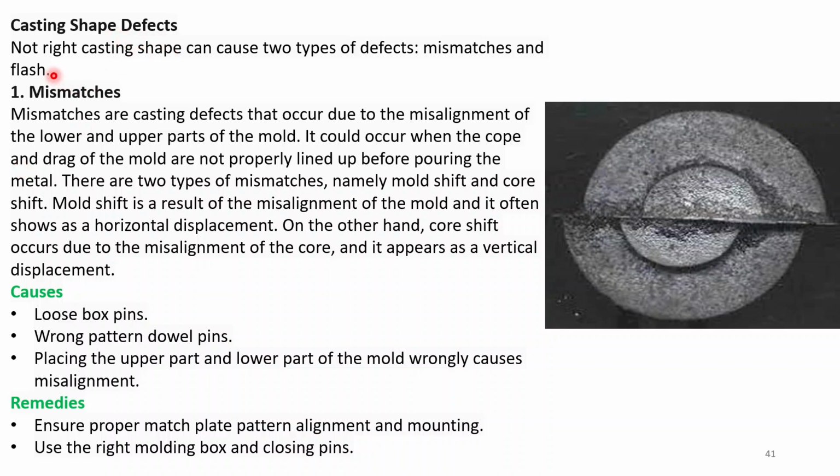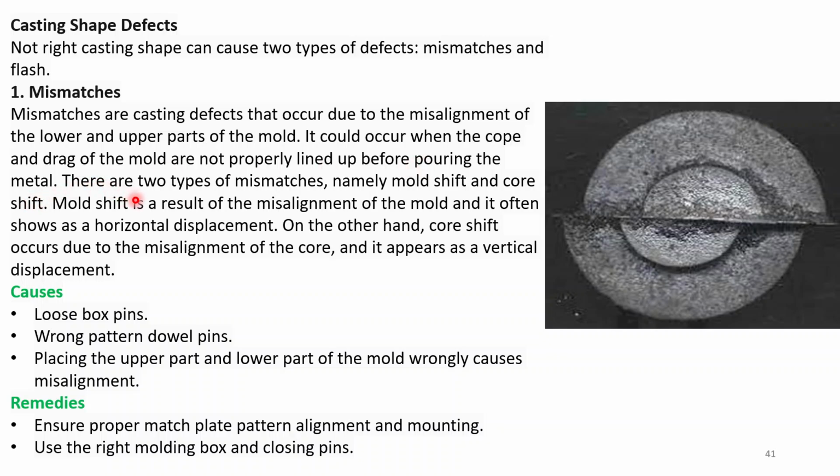Now there are two defects which are related to casting shape. Improper casting shape can cause two types of defects, mismatches and flash. First is mismatches. These are casting defects which occur due to the misalignment of the lower and upper parts of the mold, and it could occur when the cope and drag of the mold are not properly lined up before pouring the metal.